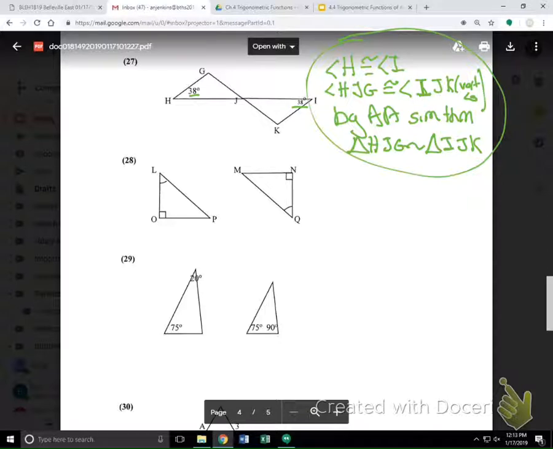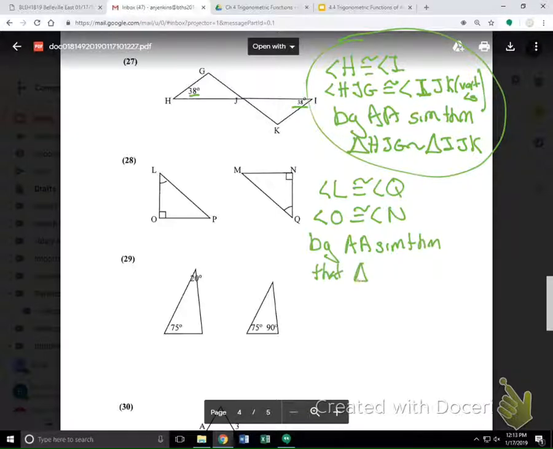We see here we have angle L, just like Mario said, is congruent to angle Q because they both have those arcs that show that they're the same. Reggie, yes? Angle O is congruent to angle N because they're both right angles. Exactly right. So we see again that we have two angles that are congruent.